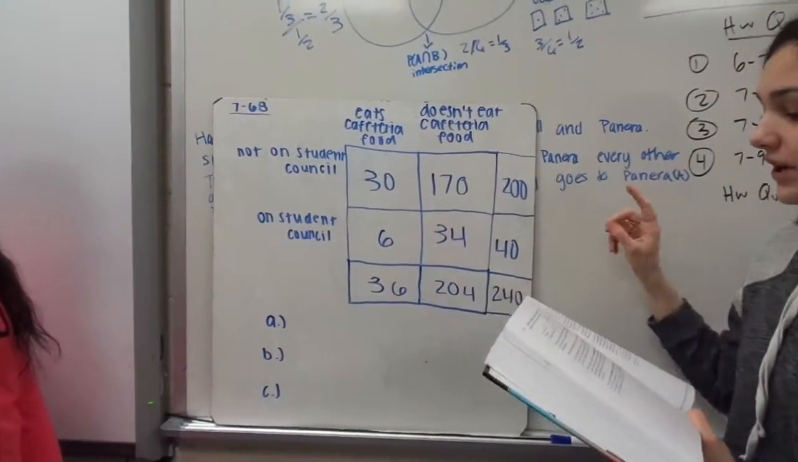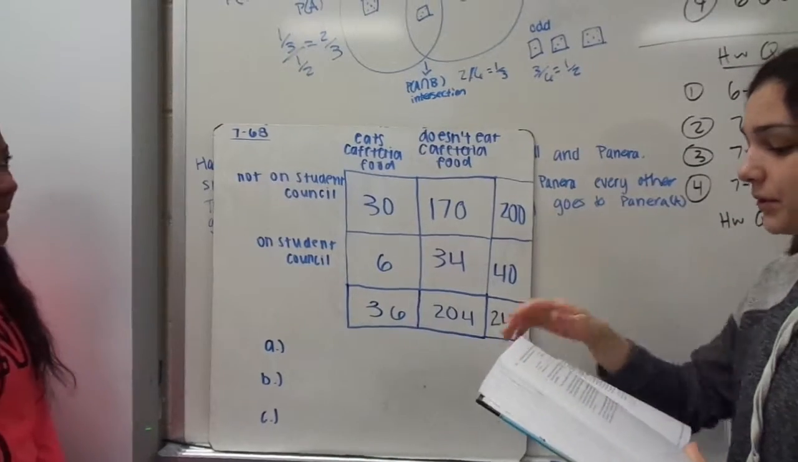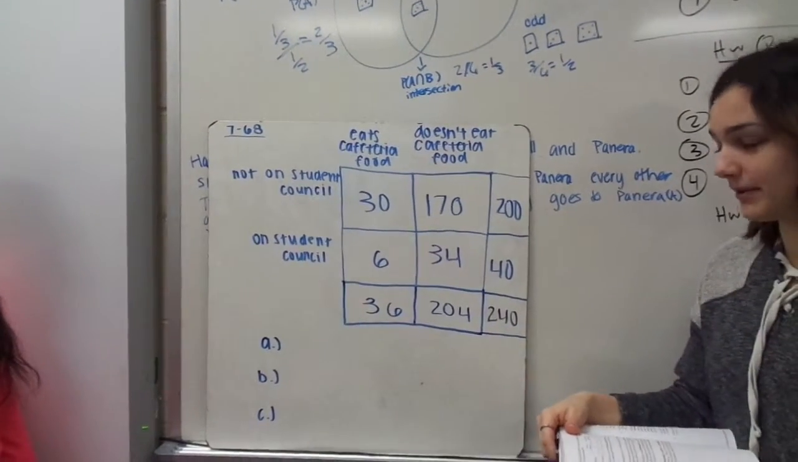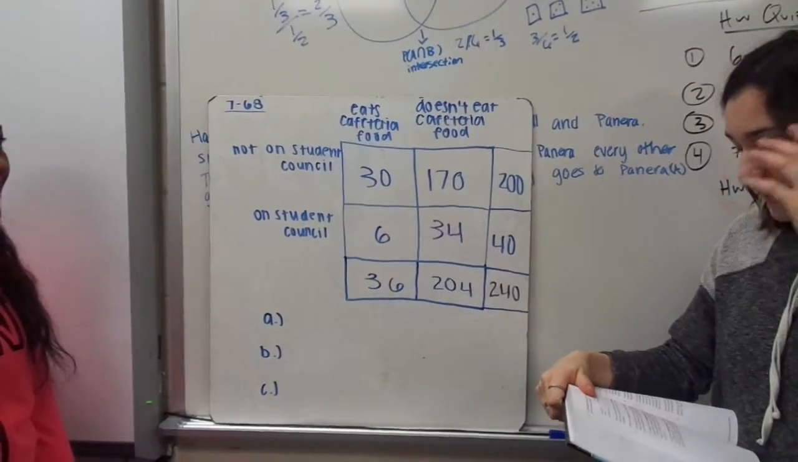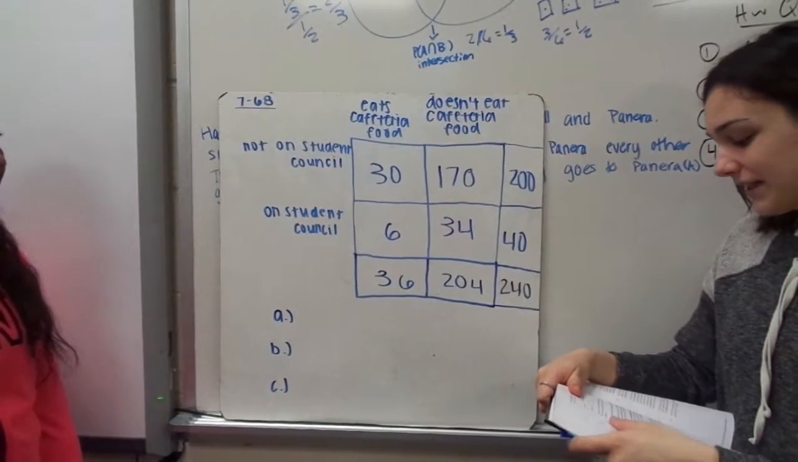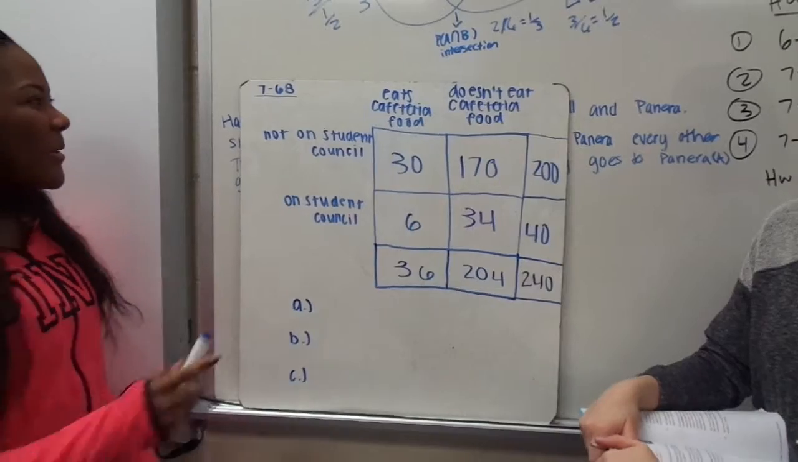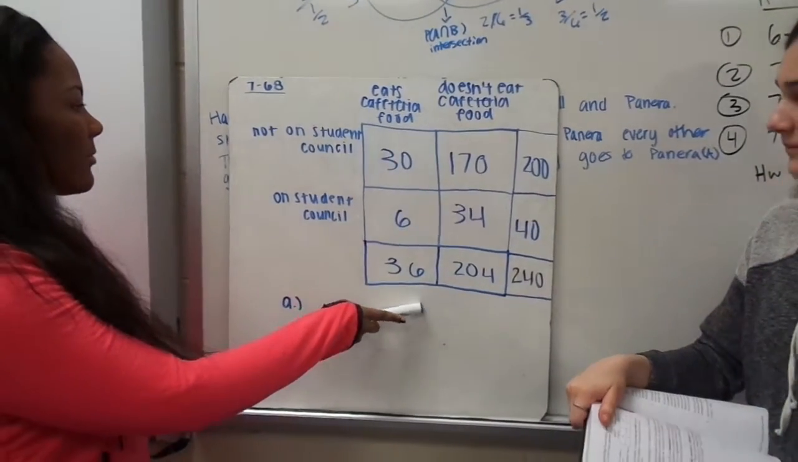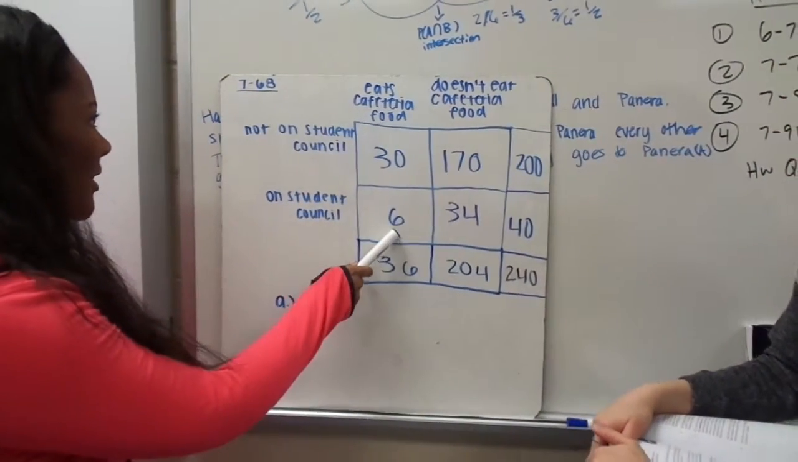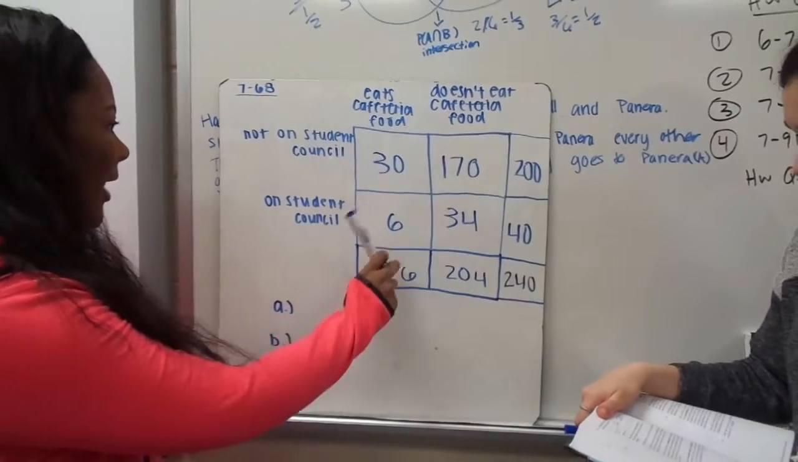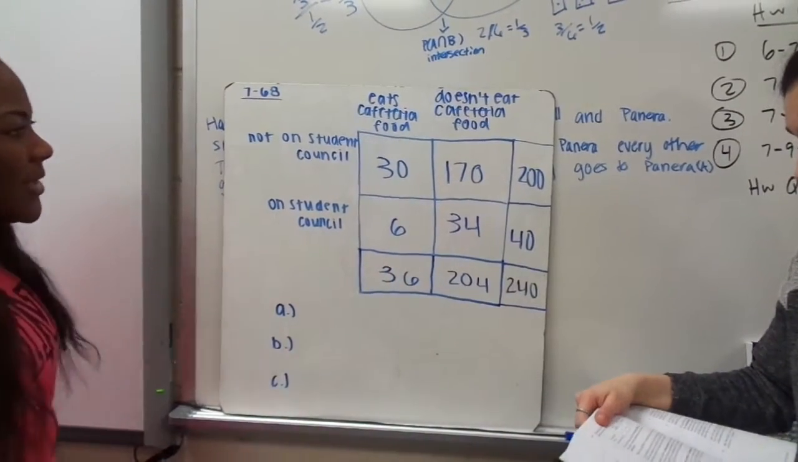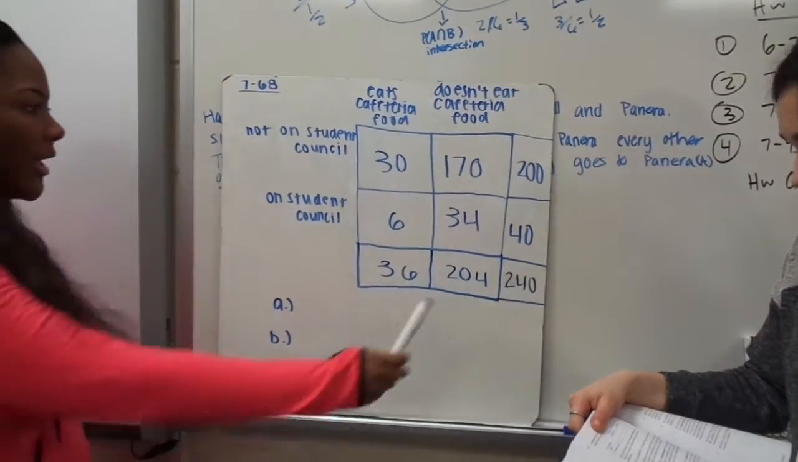This type of table is called a two-way table, and is often used to organize information and calculate probabilities. What is the probability of a student being on student council at EHS? So the probability of a student being on student council is 6, and then 34, so you add those, and that's 40. So there's 40 out of 240.